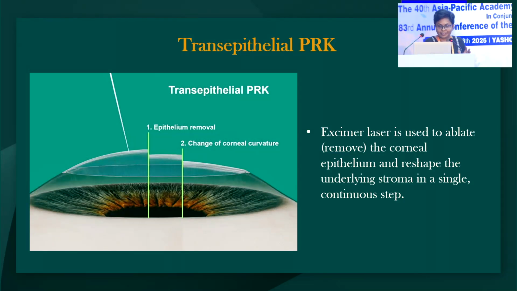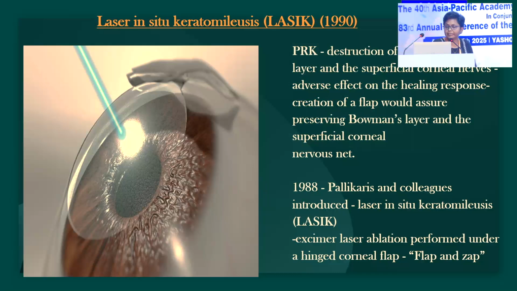But the problem here is, when we are putting the laser over Bowman's membrane, we are destroying it. Plus, there is a huge neural network in the anterior part of the cornea, which is also getting destroyed. So probably it adversely affects the healing process, and that is the reason why LASIK came into the picture. What they decided to do was make a cut, shift the entire thing, the Bowman's, the neural network, to one side and then apply laser. That was given in the 1990s by Pallikaris and Buratto, and they called it the flap and zap technique. Probably the PRK people will try to negate my point, saying nothing like this happens, but that is how it all started. LASIK came into the picture.